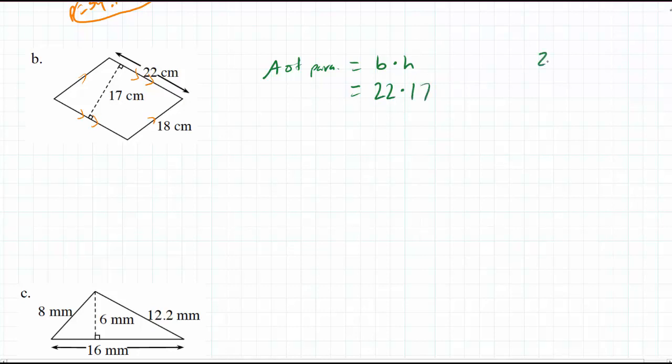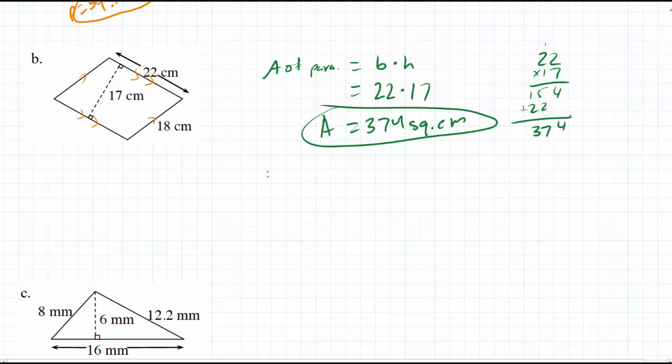17. 22 times 17. Let's see, 2 times 7 is 14. 14 plus 1 is 15. 22 times 1 is just 22. 4, 7, 3. So the area is 374 square centimeters.